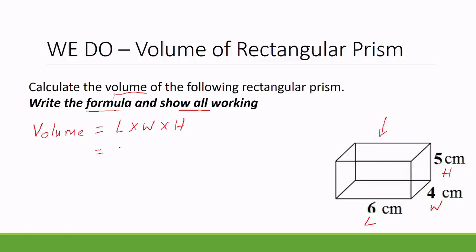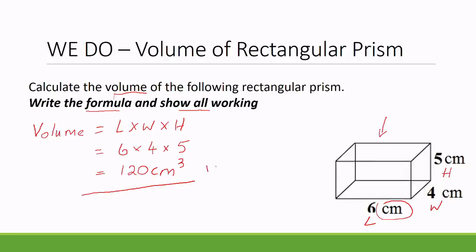Okay, let's check. So the length we said was 6, the width is 4, and the height is 5. 6 times 4 is 24. 24 times 5 is 120. Now you'll notice that this rectangular base prism actually has units. They're all centimetres. So the answer will be 120 cubic centimetres.